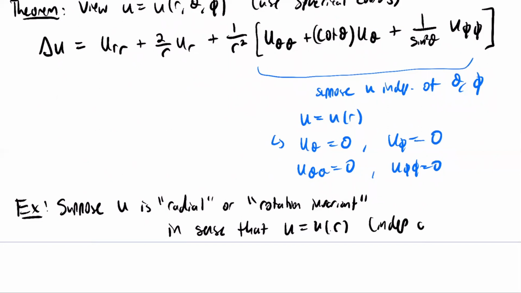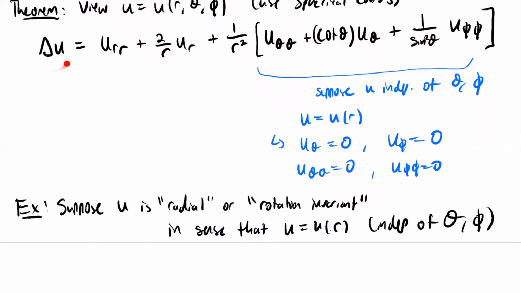And it doesn't depend on theta and phi, right? So geometrically, this means that if we pick a point x, y, z in space, this point lies on a particular sphere centered at the origin with a particular radius. And the value of U at that point only depends on the radius, right? So at every point on this fixed sphere, U has the same value, although if you change to a sphere with a different radius, maybe U has a different value.